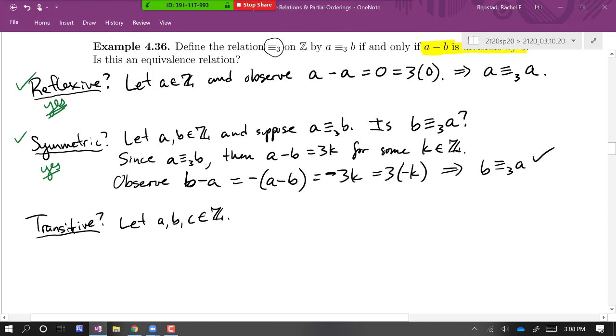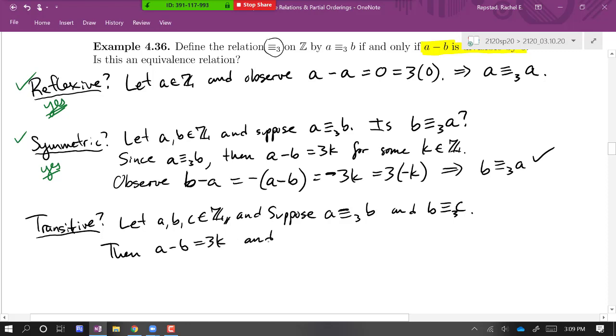And what do we do? What do we suppose? That a minus b is divisible by 3 and that b minus c. Yep, I'm going to first just write it this way. So a is related to b, and b is related to c. So that gets us, right, a minus b has to be some multiple of 3, and b minus c is a multiple of 3. Can't be the same multiple of 3, so maybe I'll call it 3j, or you could use whatever letter you want, where k and j are integers.